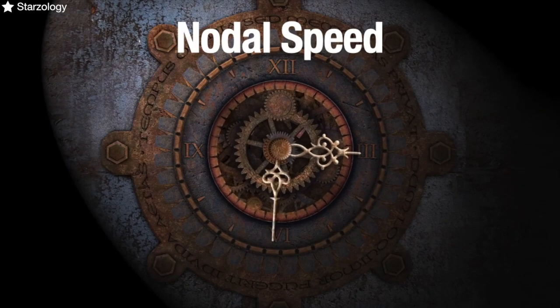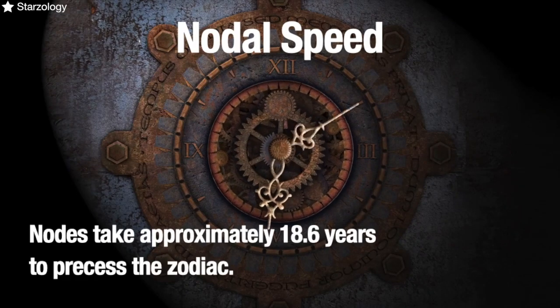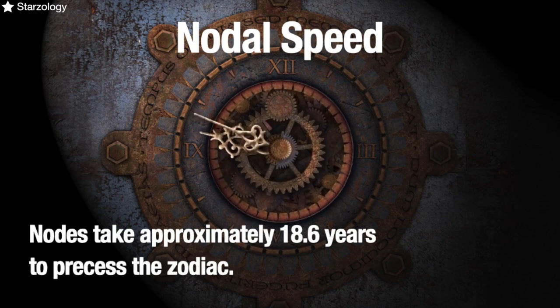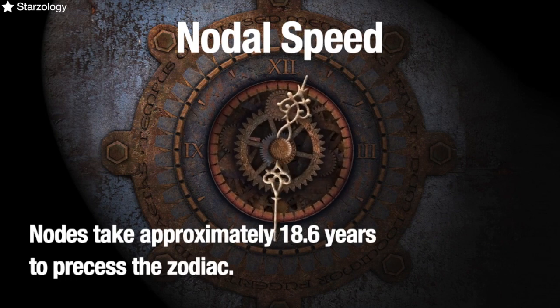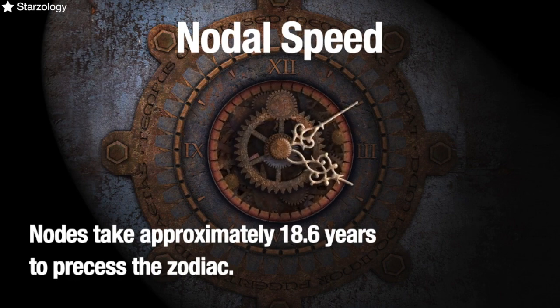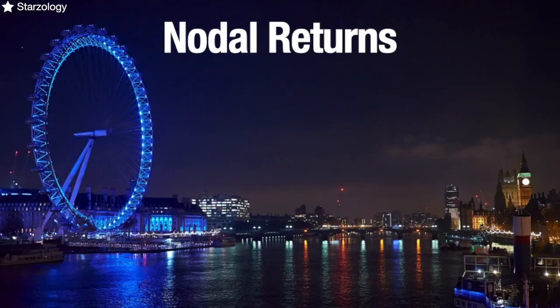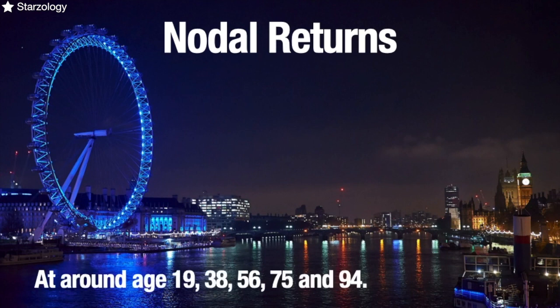So what about some nodal speed? The nodes take approximately 18.6 years to precess the zodiac. This means that they are slowly creeping backwards through the zodiac signs. So, nodal return. If we realize that they're moving, you're going to get a nodal return at around age 19, 38, 56, 75, and 94 years of age. You will receive a nodal return as the nodes move back into the same position they were in your birth chart. So those are known as nodal returns. And of course, you have to check those dates as well.